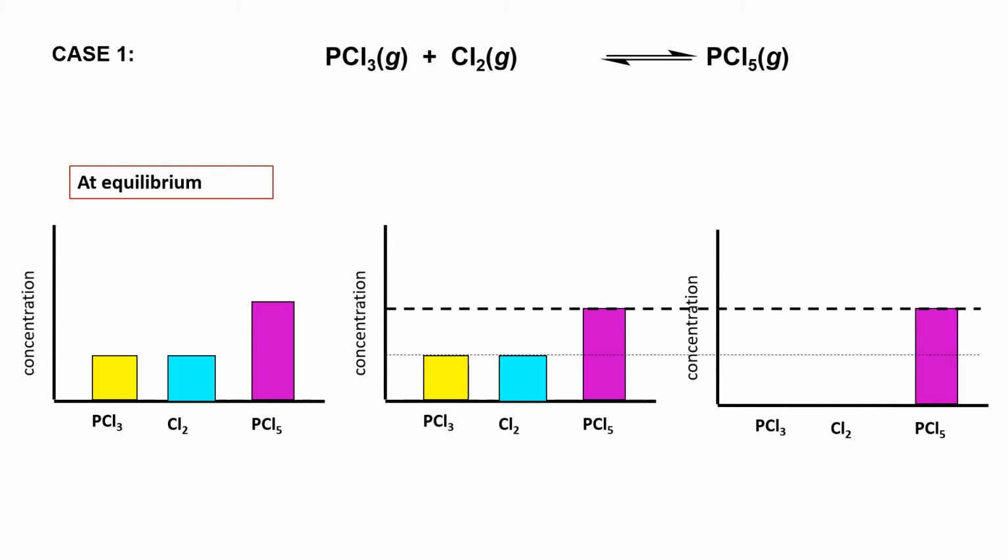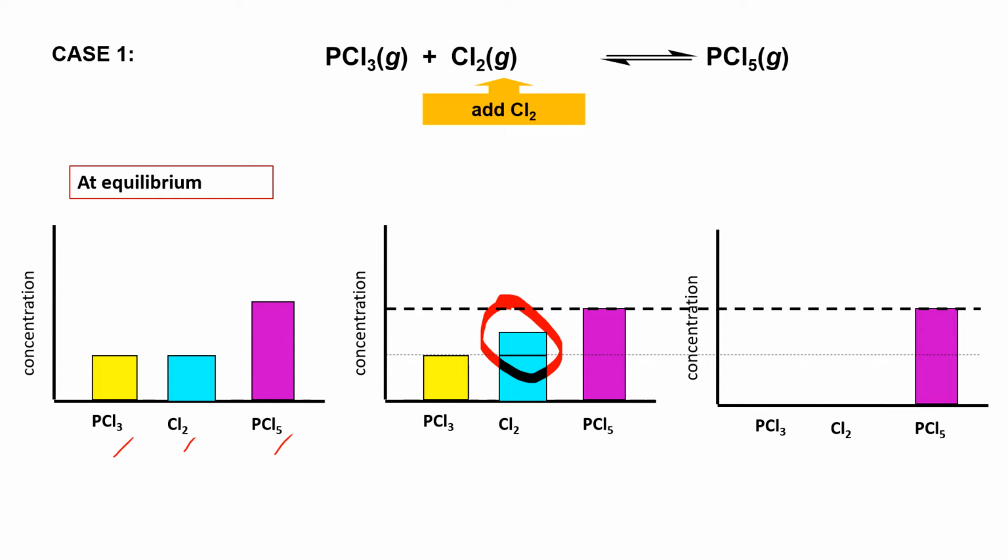Now I will discuss three cases. Case number one, you can look at here. This is an equilibrium condition, with PCl3, Cl2, and PCl5 at equilibrium. Now let's say I add Cl2. That means I increase the concentration of Cl2. So you can see the concentration of Cl2 will increase. This is called the disturbance.